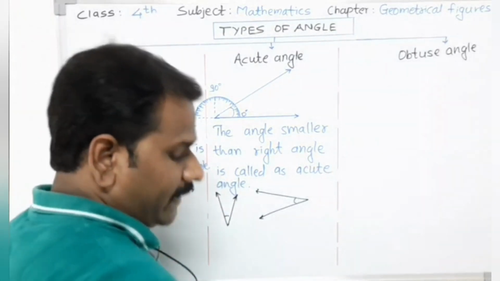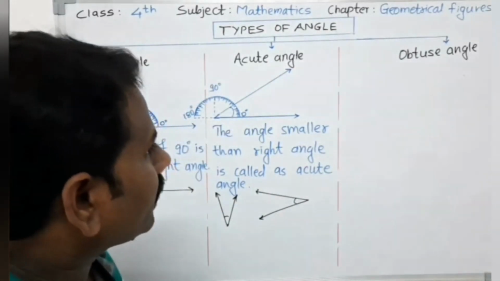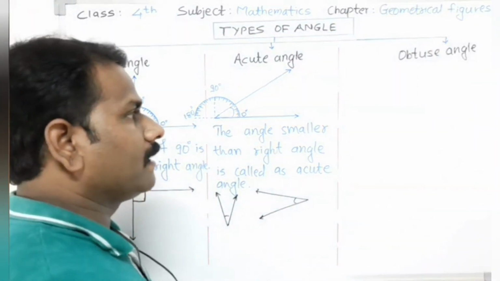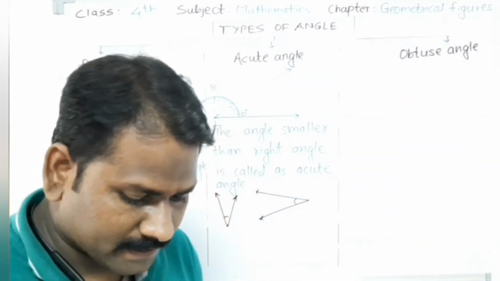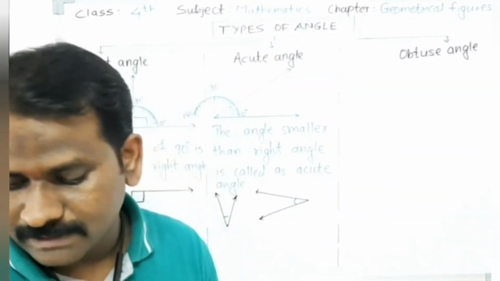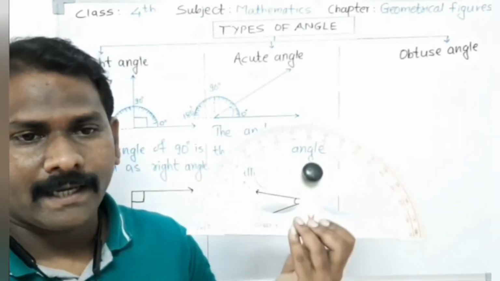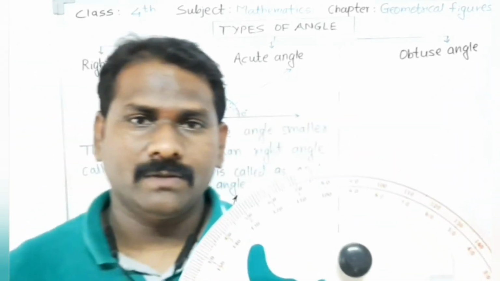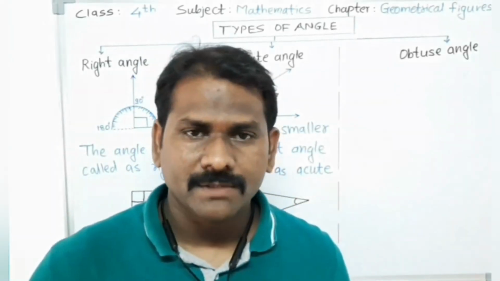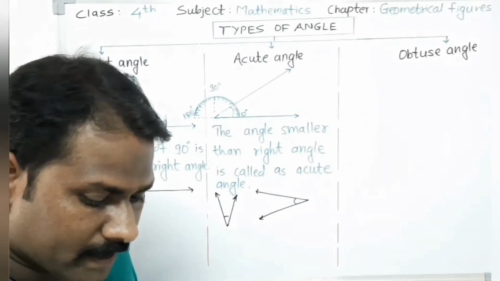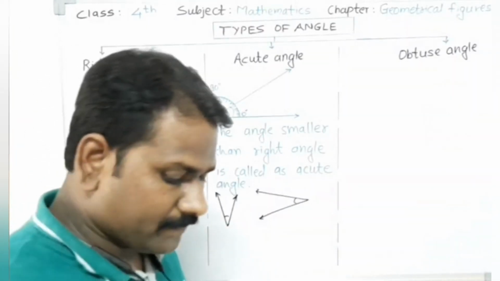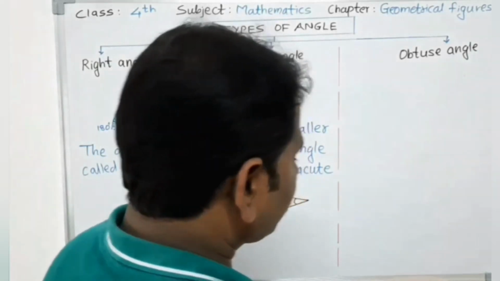So now the next type of angle is obtuse angle. Now we can define it, but before that just go through the examples. Today I have the protractor. With the help of this we can measure the angles. So I am going to draw the figure first. Look at the board carefully.